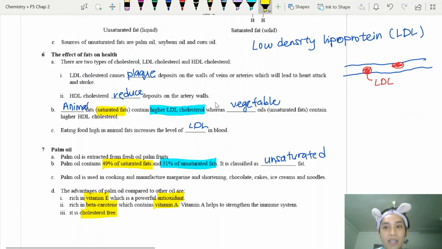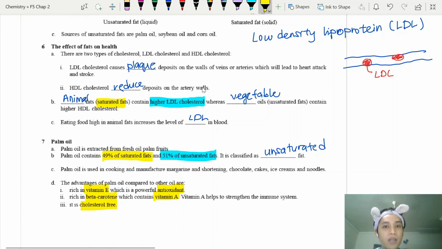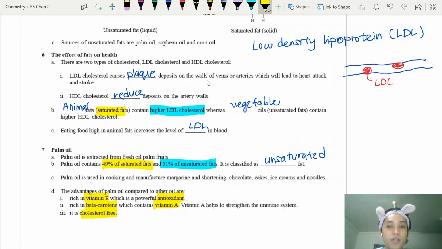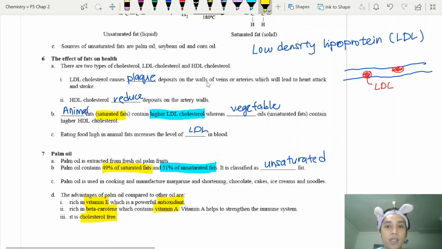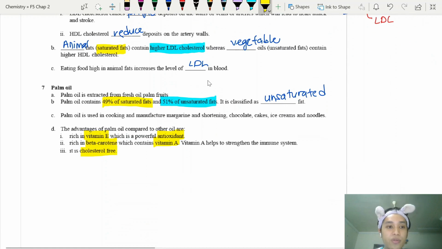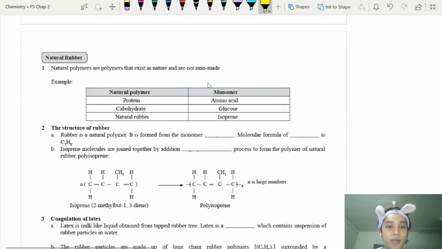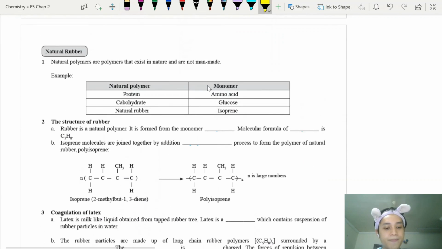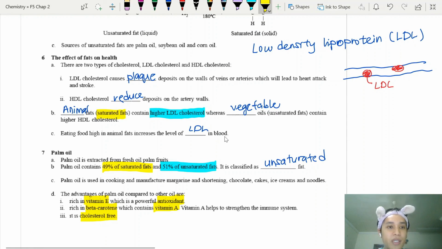So that is the first part of your fats, or the carbon compounds. That is it about fats. Next we are going to go into your natural rubbers. That is it for the application of your carbon compounds on fats. The next part we are going to go into natural rubber. See you again.